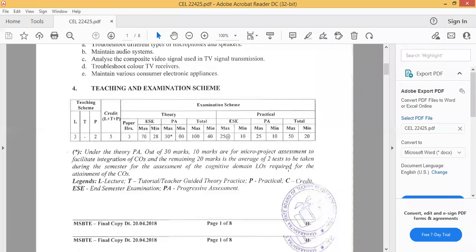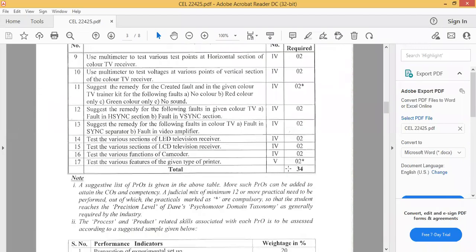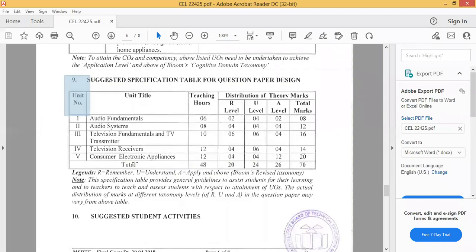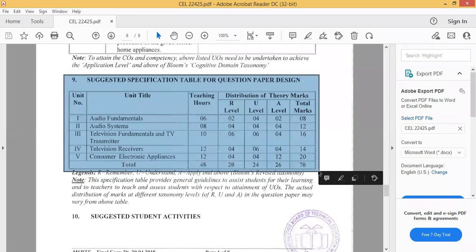So we'll see the weightage of marks for each unit. As you can see, unit number 1, the name is audio fundamentals. Total marks allocated for board paper are 8. 8 marks are there. Then unit number 2, audio systems. That is your hi-fi amplifier, public address system, and all. So that is for 12 marks. Means audio processing, audio systems, total marks are 20 out of 70.